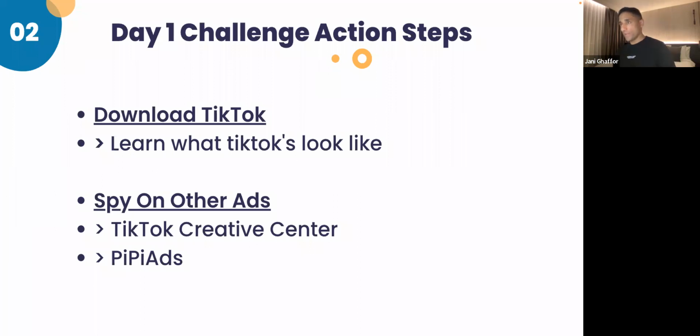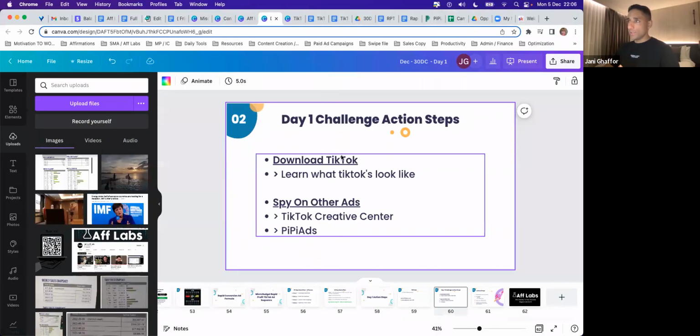Okay. So first of all, to download TikTok, it's pretty self-explanatory. Head over to the App Store of whatever phone you're using and just download it and register an account. I don't think I need to do a tutorial on how to do that because it's pretty simple. Most of you have Facebook if you're here, so you probably know. It's common sense.